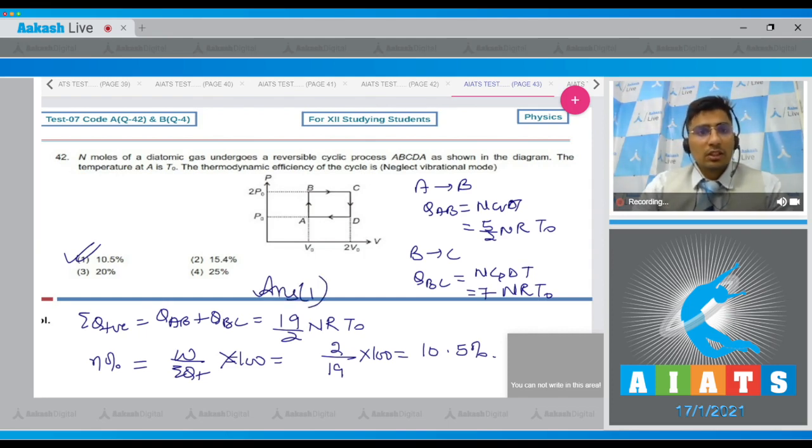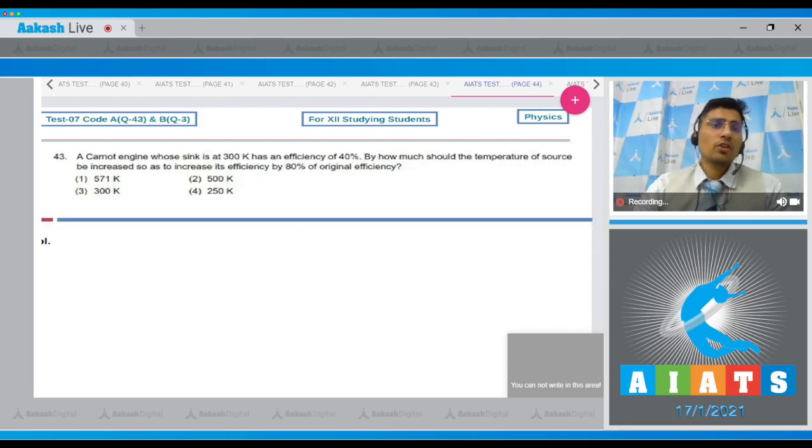Now let us move to the next question, that is question number 43. Question 43 says there is a Carnot engine and the sink is at temperature 300 Kelvin. The efficiency is 40%. By how much should the temperature of the source be increased so as to increase the efficiency by 80% of the original efficiency?